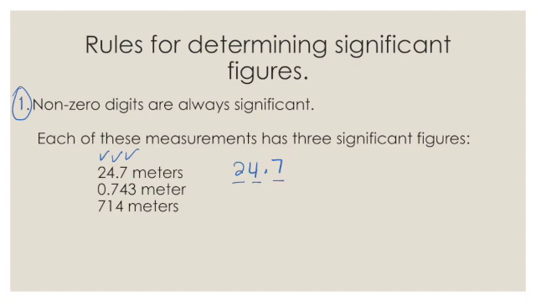In the second one, we have 3 significant digits again, the 7, the 4, and the 3. These 2 are certain. This one is estimated, but we still have 3 significant figures, or 3 Sig Figs. And in the last one, we also have 3 Sig Figs. Now notice something here. We did not call this 0 here as significant. Why? Because it's a placeholder, and that rule's coming up.